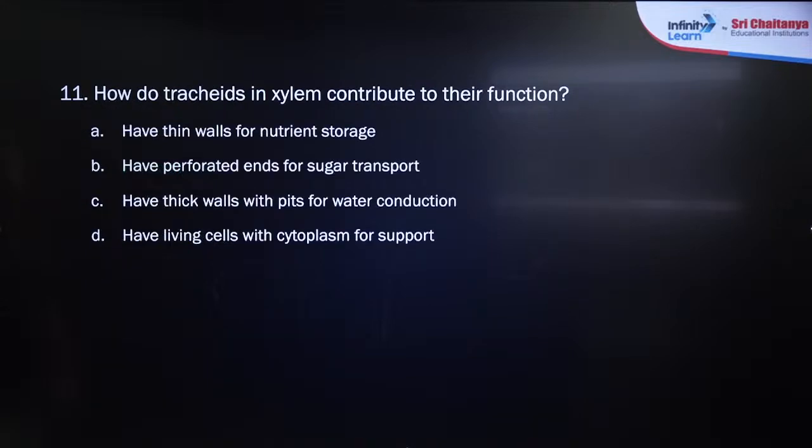Now the next question: how do tracheids in xylem contribute to their function? In xylem, there will be tracheids, tapering-ended tubular structures that help in the transport of water inside the plant. So what will be their function? A, have thin walls for nutrient storage. B, have perforated ends for sugar transport. C, have thick walls with pits for water conduction. Or D, have living cells with cytoplasm for support.